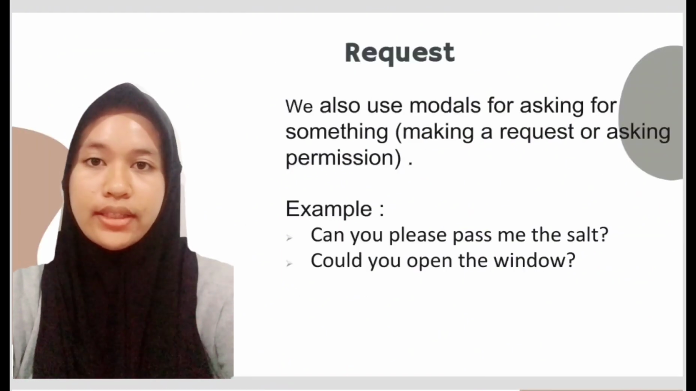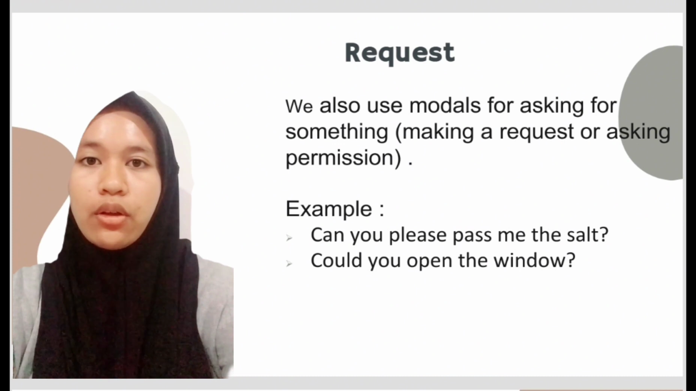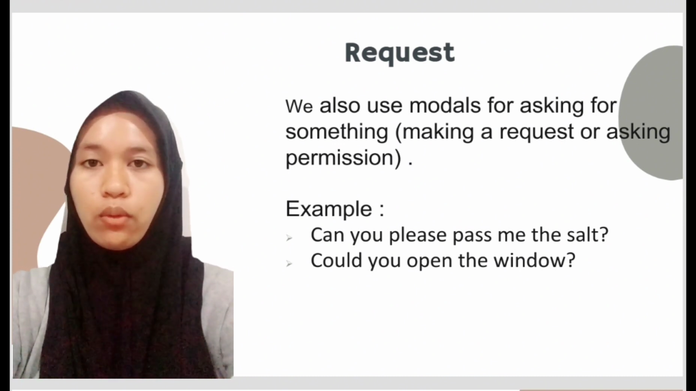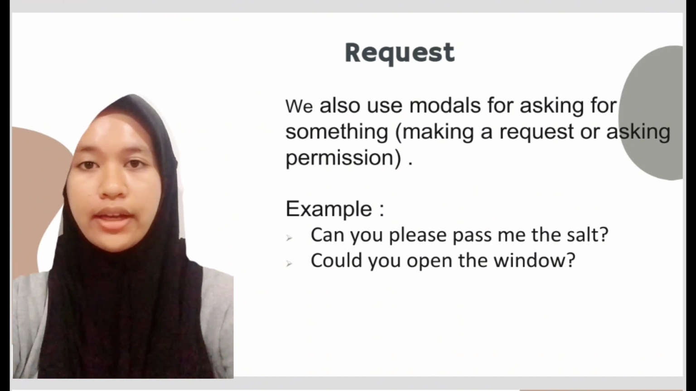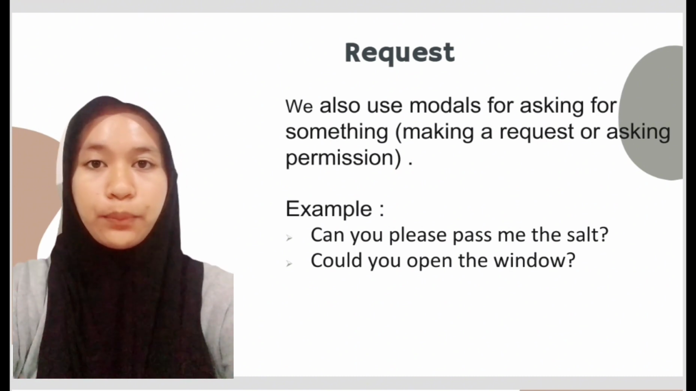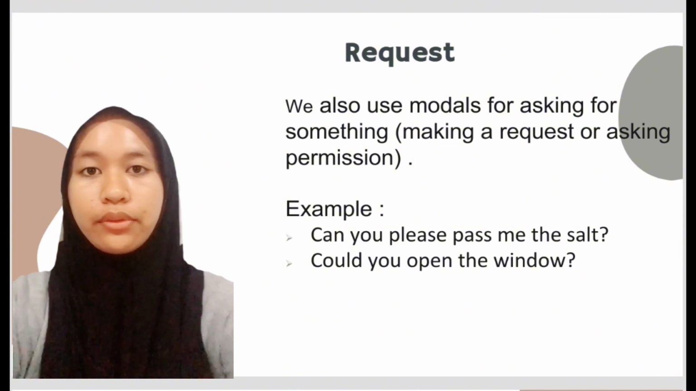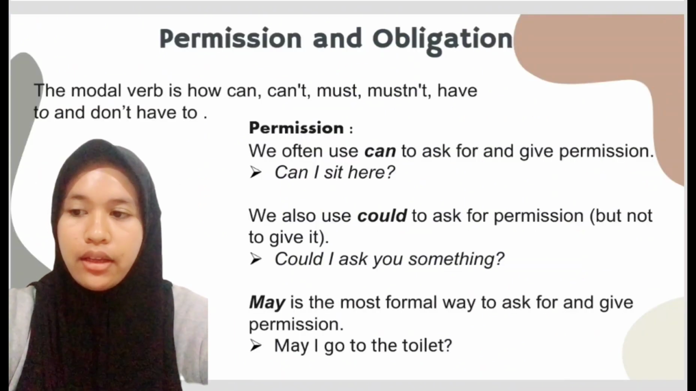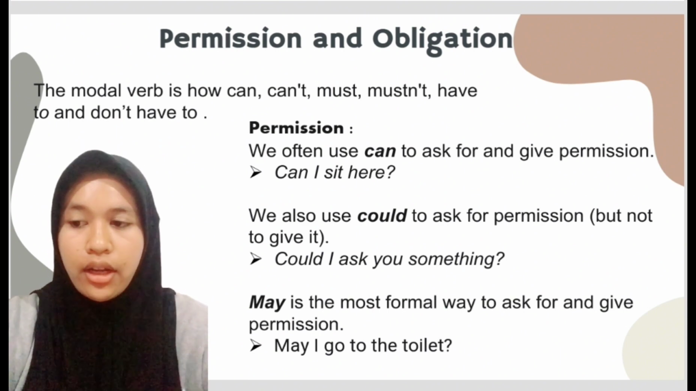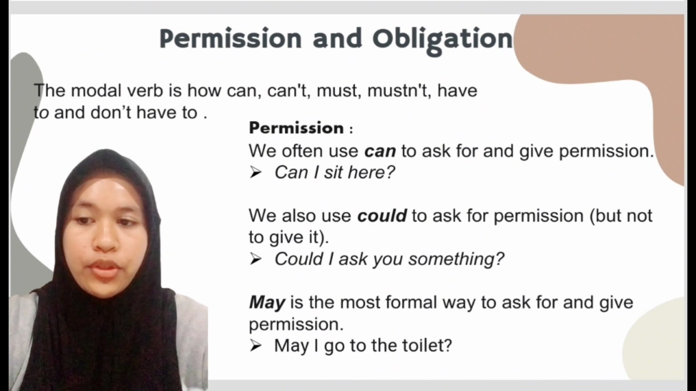Next is request. In a request, we also use the modals can and could for asking something, making a request, or asking permission. For example, could you open the window? Could is more formal. And then may is the most formal way to ask for and give permission. Like, may I go to the toilet?